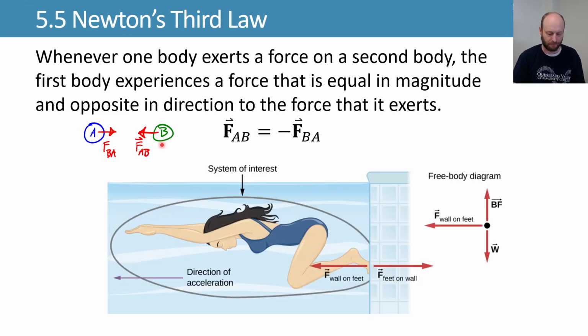Similarly with the swimmer, here we have a swimmer exerting a force on the wall. So the wall feels the force from the feet acting on the wall. And then the wall exerts a reaction force equal in magnitude, opposite in direction on the feet. And so the swimmer feels that force pushing on the feet. If we do a free body diagram of the swimmer, then we have the weight acting down, some buoyant force acting up, and the swimmer feels that force from the wall acting on the feet that allows the swimmer to accelerate in the opposite direction.